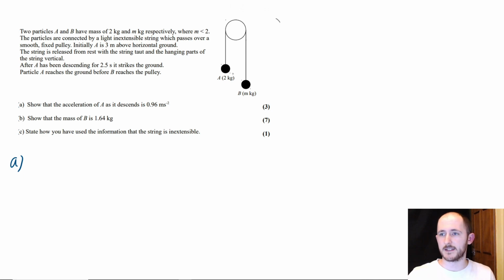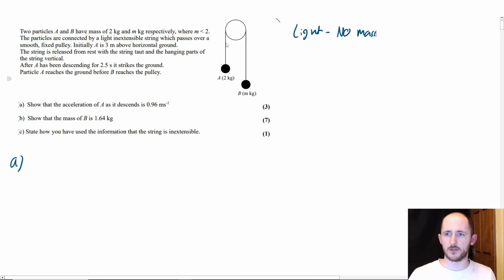When something is light, all that means, in mechanics anyway, is that it has no mass. So the reason why that's important is that we don't have to draw an arrow for the weight of the string that it's connected by, and it also means that it doesn't have any kind of reaction force with the pulley. Really important. And inextensible means that it doesn't stretch, which might be a bit obvious. So the actual effect of this is a bit more interesting. So when the string is inextensible, what does that mean?